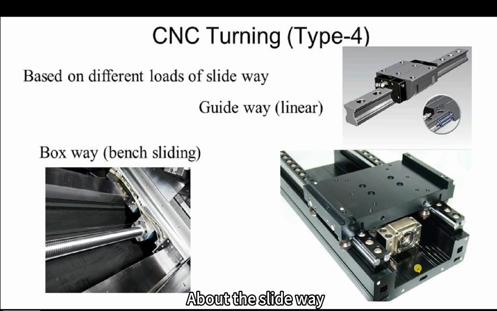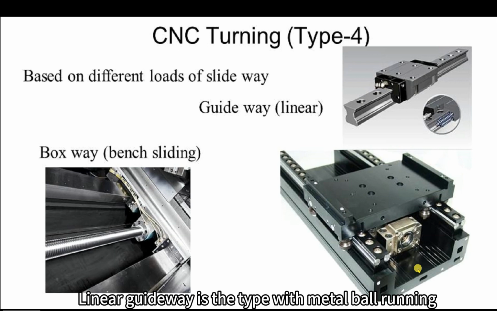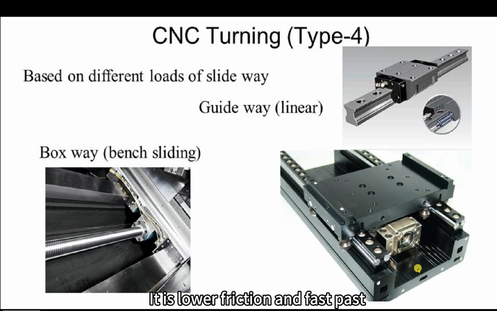About the slide way, there are different types. Linear guide way is the type with metal balls running. It has lower friction and fast feed. Box way slide is relatively stable and can bear heavy loads.